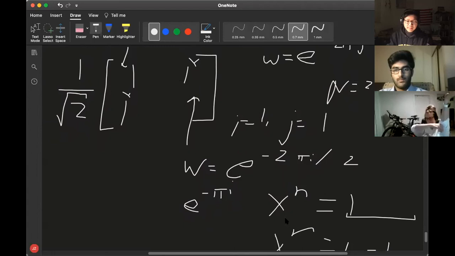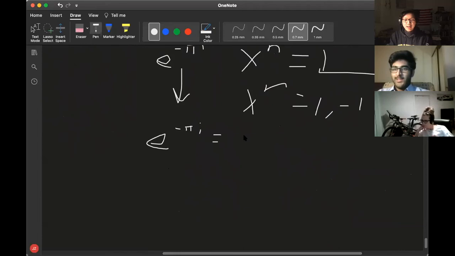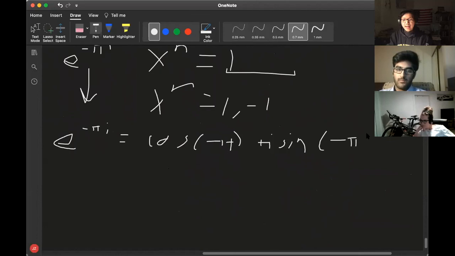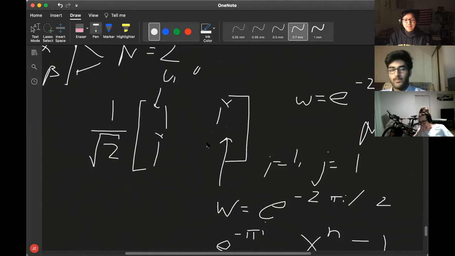But the easier route that I like to do, a nice little walk along the countryside here, is you remember Euler's identity that I brought up. So cosine of negative pi plus i times the sine of negative pi. And we know that the sine term goes to zero, so there's no imaginary component, but we do know that the cosine term is non-zero. This goes to one, or I should say negative one. Wow, I'm getting a little sloppy there. So this becomes a negative one.